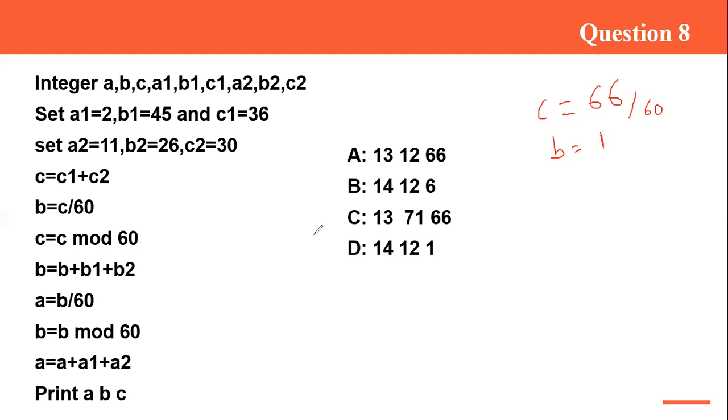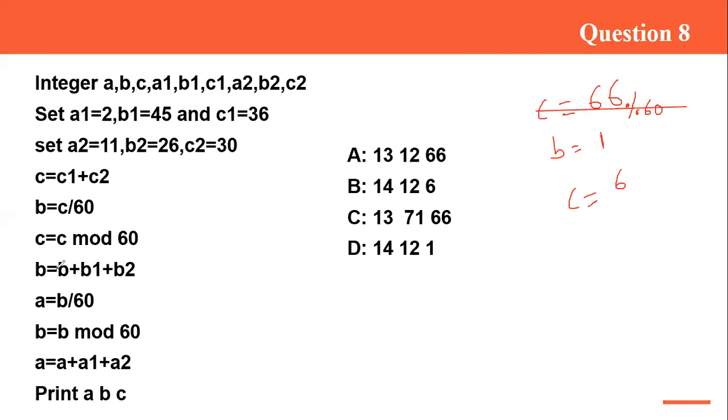Then C is equal to C mod 60. C is equal to 66 mod 60. Same operation, but now they are doing it as modulo. Modulo means it will give us the remainder. So the C value will be updated as 6. So right now, B value is 1, C value is 6.